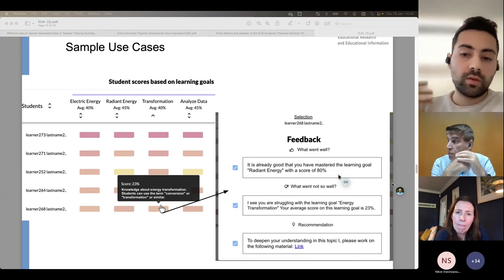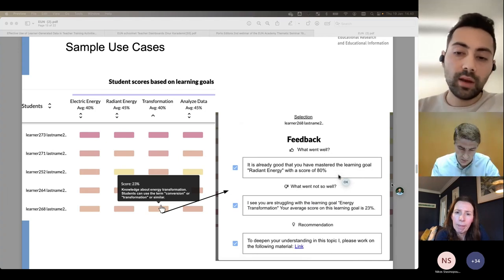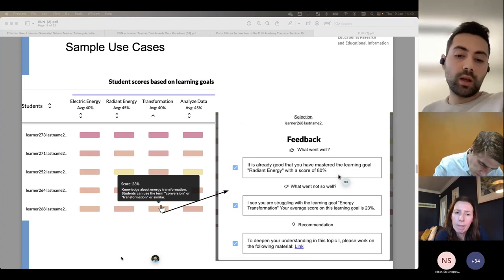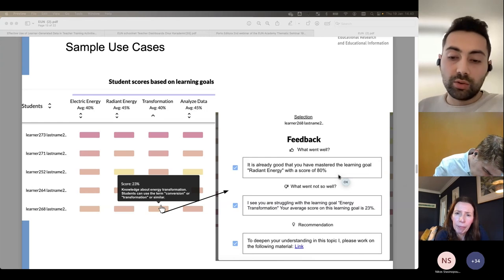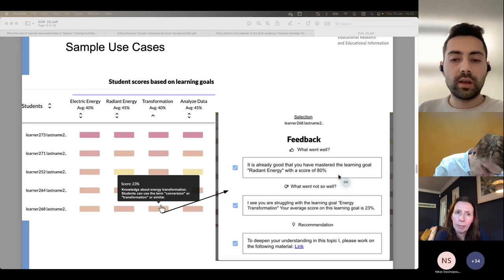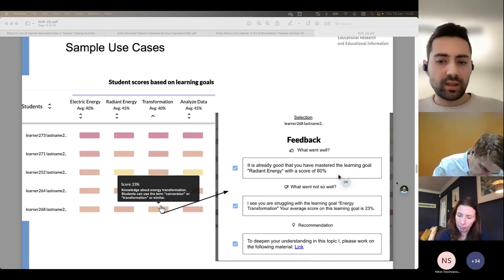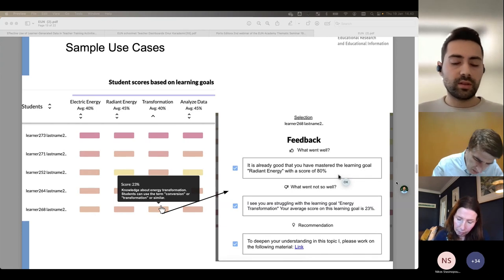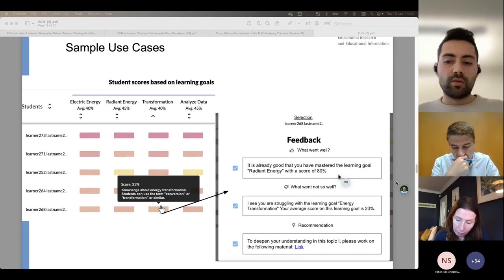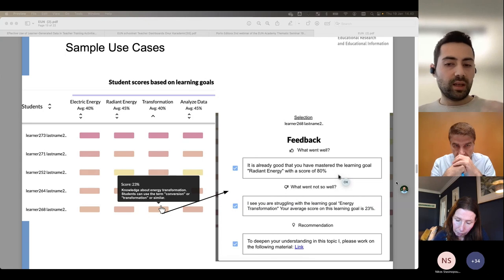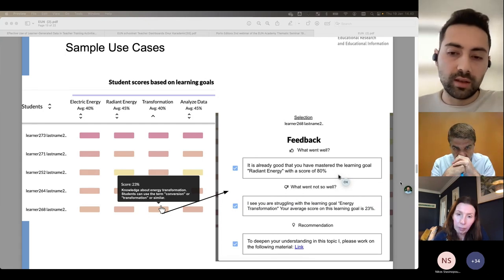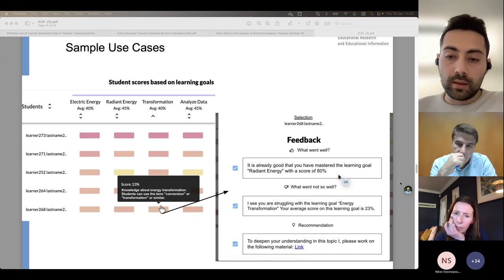For example, we provide them a template: what went well, what did not go so well, and what would I recommend you to do next? And we discuss this and see, okay, does it make sense to use this at all? Does it make sense to send them those feedbacks, or is it obsolete? We come to different conclusions, but we help teachers to use the tool by doing so.